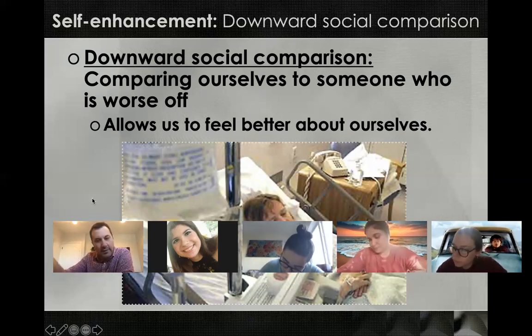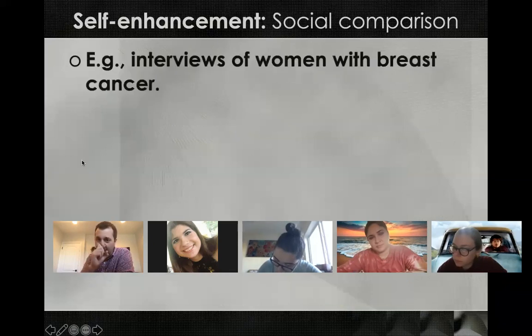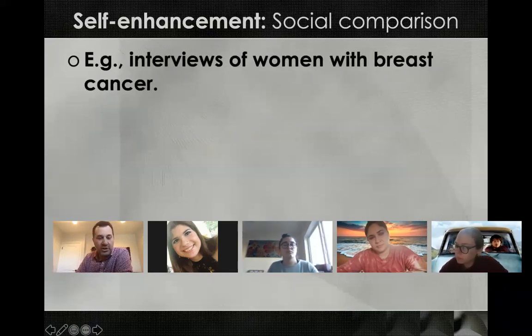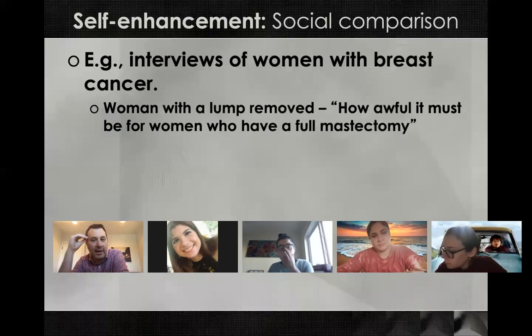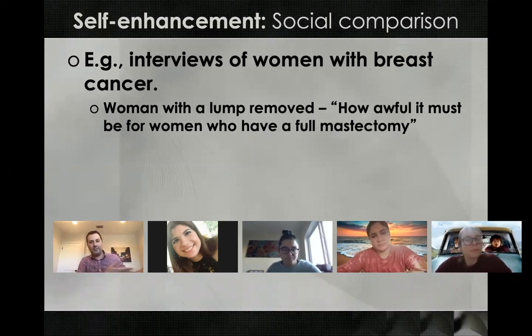So she interviewed these women with breast cancer. So these are some examples. You don't need to copy down the next slide. But these are some examples of what some of the women said when she interviewed them. So she might interview a woman who had had a lump removed, and they would say, you know, how awful it must be for women who have had a full mastectomy, who have lost a breast, basically.